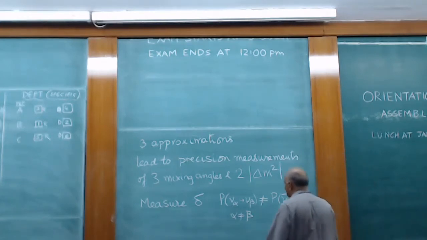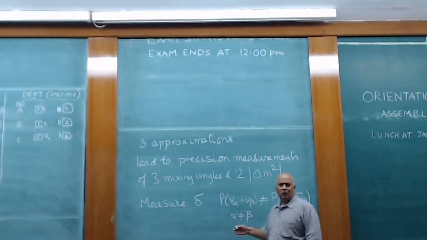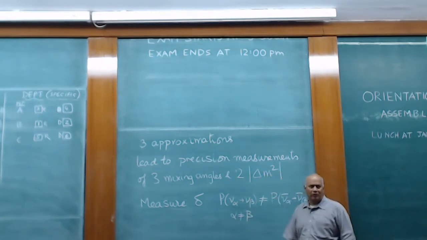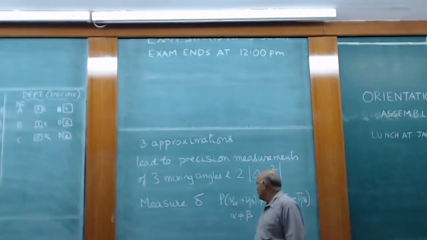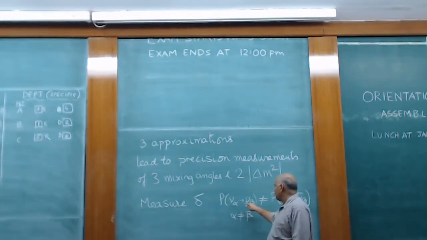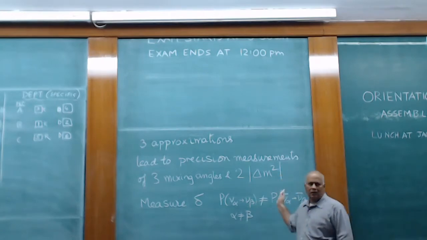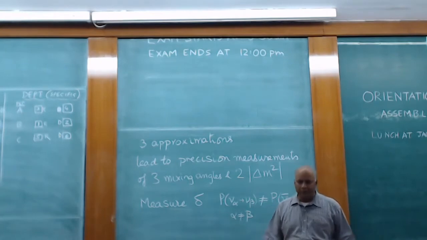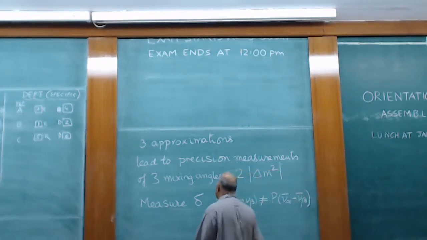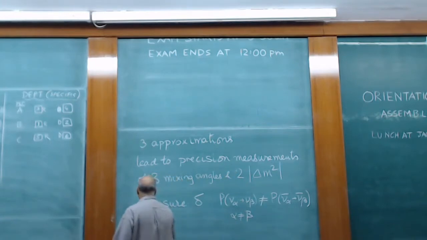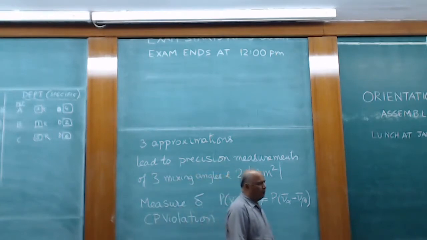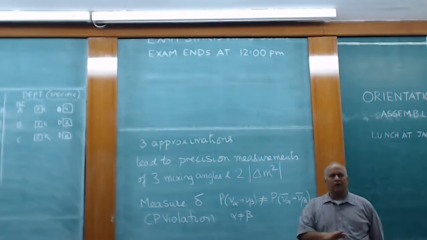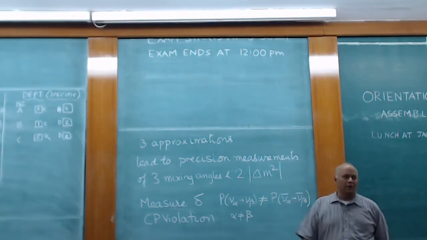In such a situation, you do find that nu alpha going to nu alpha is the same as nu alpha bar going to nu alpha bar. But as far as oscillation probabilities are concerned, nu alpha going to nu beta is not the same as the anti-neutrino oscillation probability. This is a signature of CP violation. That is, particle properties are not the same as anti-particle properties.